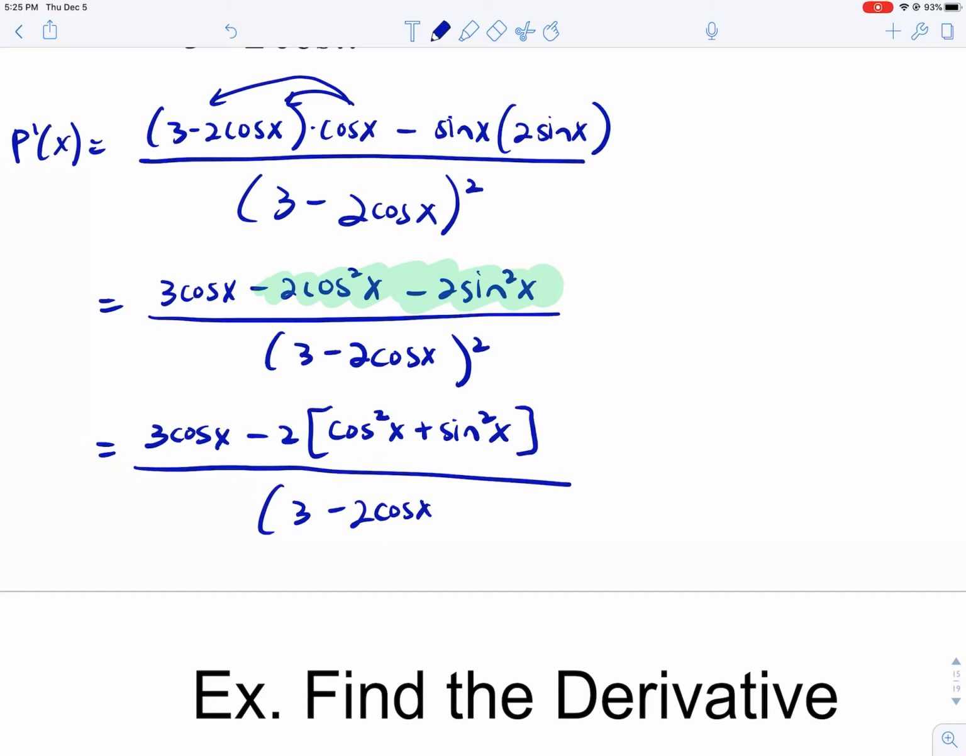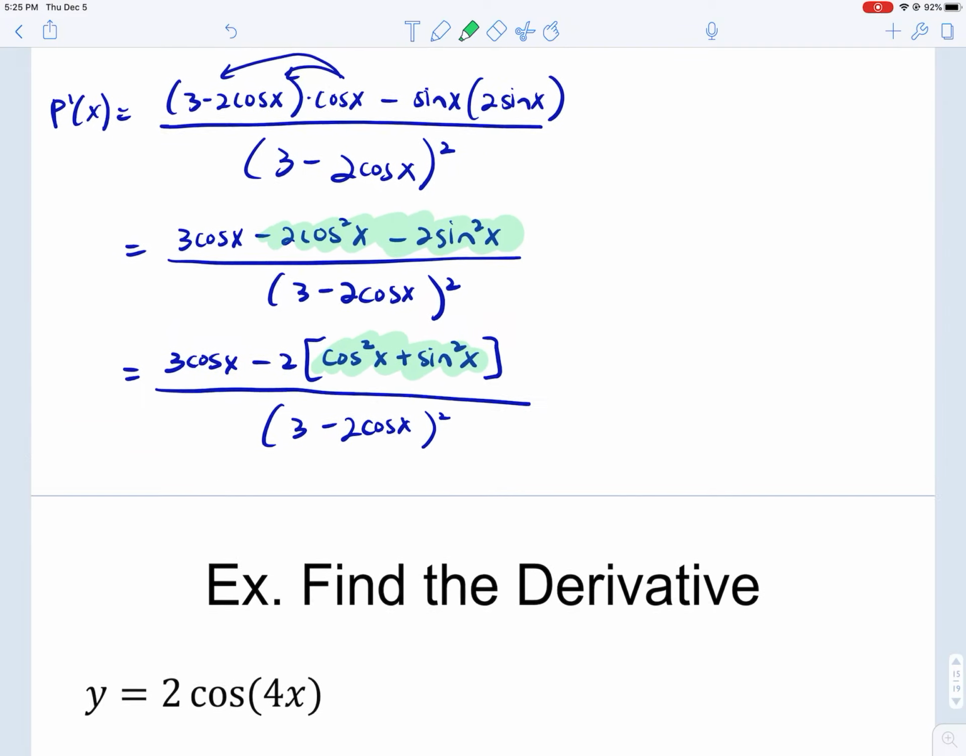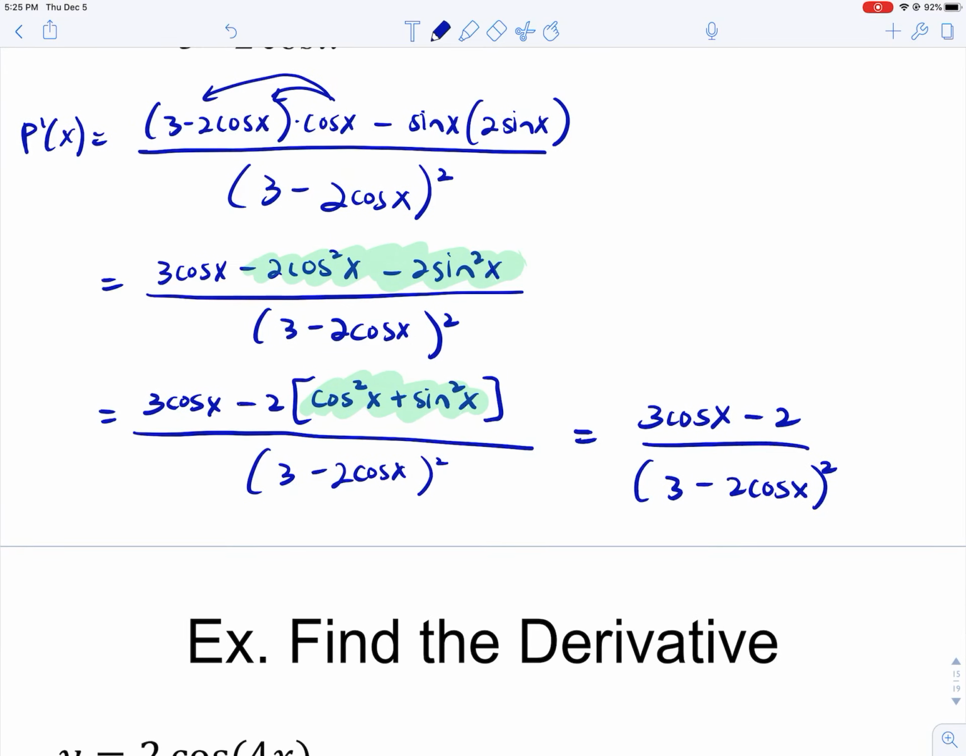Which is that handy dandy Pythagorean identity. So just equal to 1, right? This just equals 1. So our numerator will be 3 times cosine of x minus 2. And unfortunately, that won't cancel with the denominator at all, but that's okay. I'm running out of space, so I'm just going to say equals 3 times cosine of x minus 2 all over 3 minus 2 times cosine of x squared. We'll just leave that there. That looks nicer than our first step.